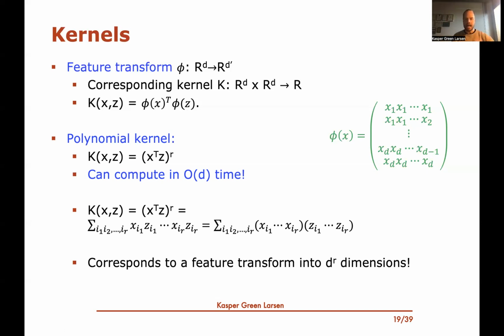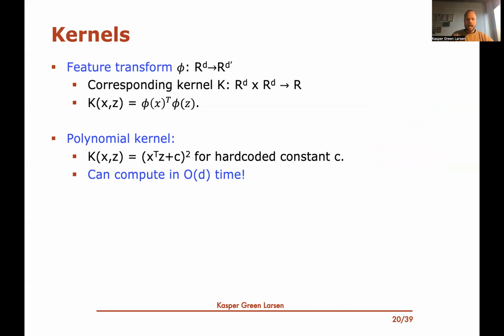So think of, say, r is 4, right? Then this is a huge saving if the number of original dimensions is 20, right? And 20 to the 4th is a huge number compared to just linear in 20. So this can sometimes give huge savings at d time instead of d to the r time. And one can actually also add a hard-coded constant c in here.